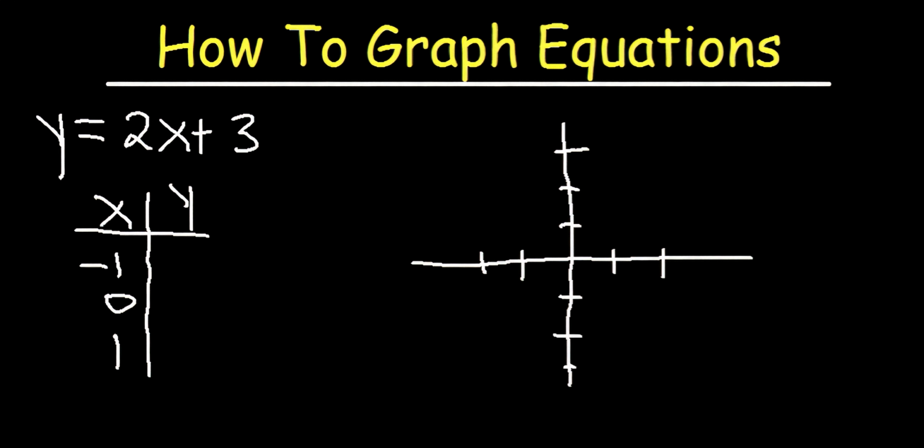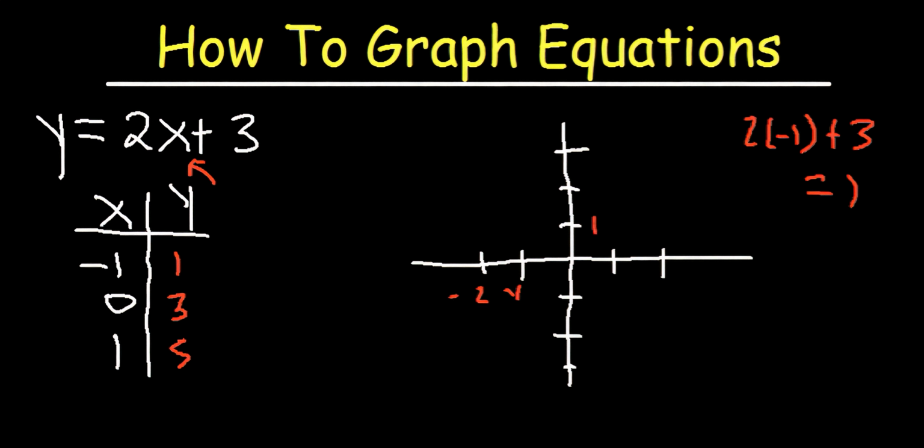Okay, so at -1, if we plug in -1 for x, so 2 times -1 plus 3, that's -2 plus 3, that's 1. If you plug in 0, you should get 3. If you plug in 1, 2 plus 3 is 5. And then you just got to plot those points. So here's -1 on the x-axis. And over here, y is 1. That's our first point. When x is 0 and y is 3, we have this point here.